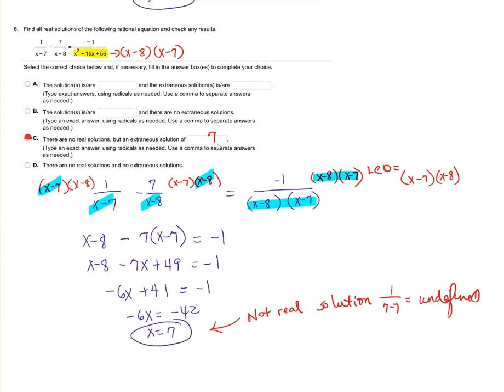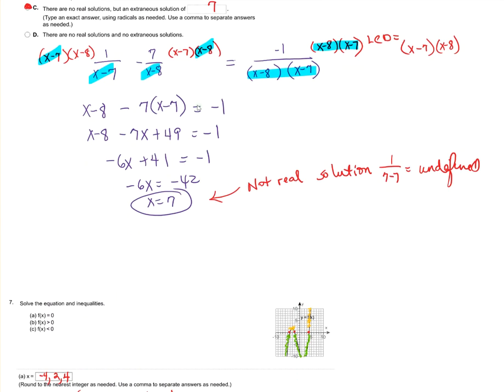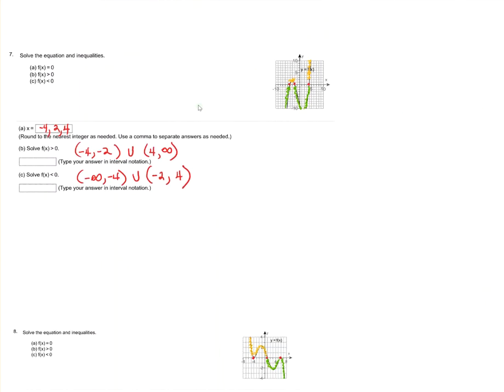You get that when you do all your work, you come up with an answer, but when you do the check, it doesn't check. So it's not that you did anything wrong, it's just an extraneous solution. So that's that. All right, number 7.